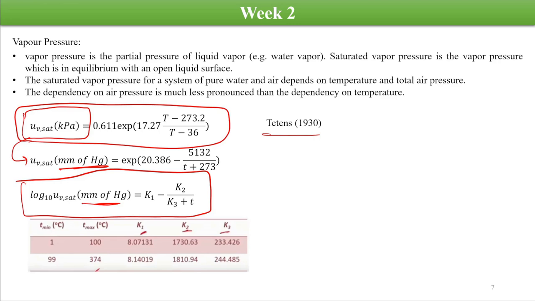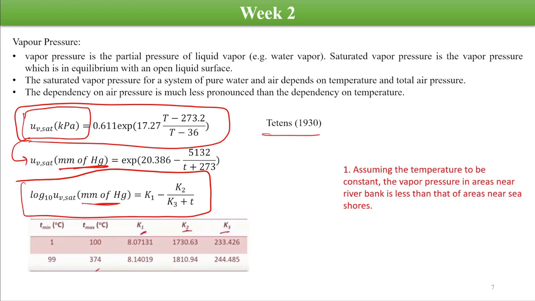I think you might have solved the problem on this in your theory class. There was also one question in assignment number two: assuming the temperature to be constant, the vapor pressure in areas near a river bank is less than that of the area near the seashore. The answer for that can be no, because as we see, the vapor pressure is mainly depending on the temperature, and if the temperature is constant, it's going to be basically constant.